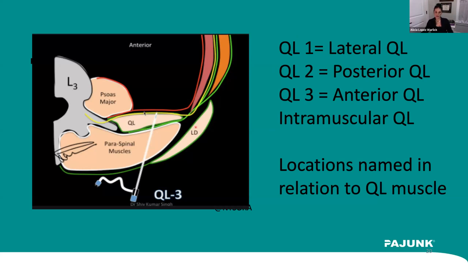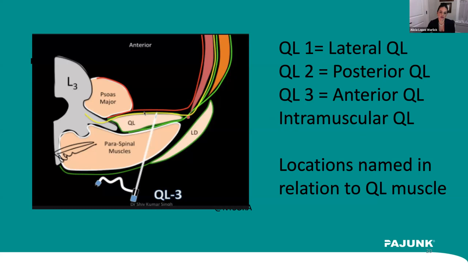Why? Because these blocks are named in relation to this quadratus lumborum muscle. You see the spine here, this is posterior, and you see the QL muscle with the spinal nerve root coming out actually in front of or anterior to the QL muscle. So that's why this QL3 location, and you can see this needle is the QL3 location, is called anterior QL or, sorry, transmuscular QL. There's also an intramuscular QL that's described sometimes, and that's not the QL3. So this block is often done, but it's done in either the lateral position or the patient sitting up. And I'll explain to you why I prefer to do the QL1 location in C-sections.